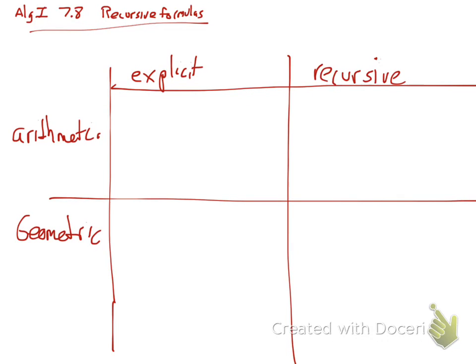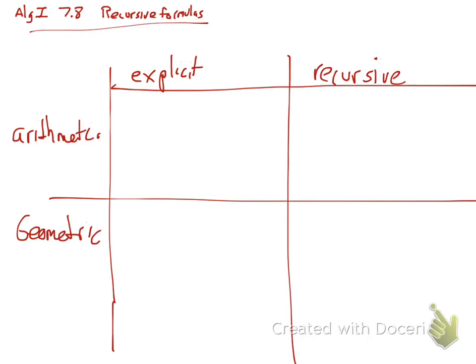Okay, so what we're going to talk about in 7.8 is the recursive formulas. But I think what we need to do is go back and talk about the explicit formulas. They call them the explicit and recursive formulas for arithmetic and geometric. Explicit formulas are the ones that will give us the answer we are looking for right away. So what you did yesterday with geometric was the explicit formula.